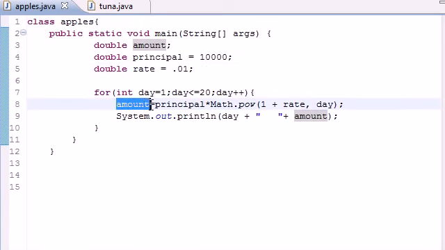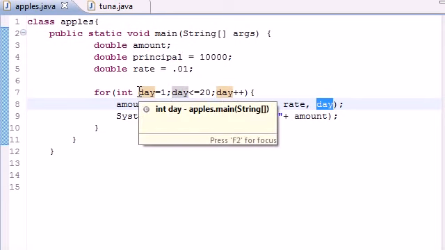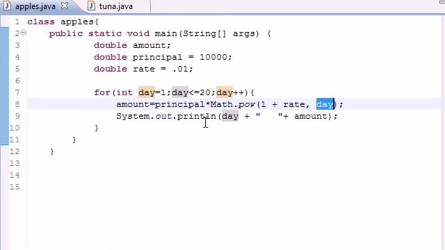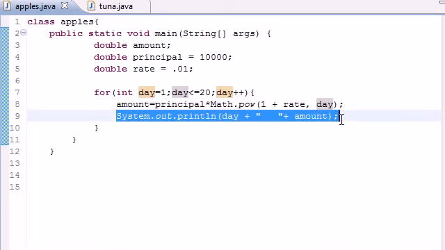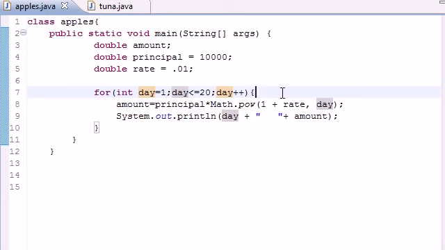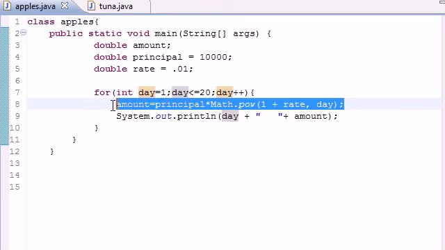We want to set the amount, which you don't know yet. It equals the principal times 1 plus the rate, which is 0.01, to the day. And this is where the for loop comes in handy, because this goes 1, 2, 3, 4 all the way to 20. And next, we just outputted it on the screen. So if you're watching this tutorial, Google what the formula for compound interest is, and you'll be able to follow along easier. It's kind of hard seeing this unless you're looking at the formula. But that's pretty much how you calculate compound interest.